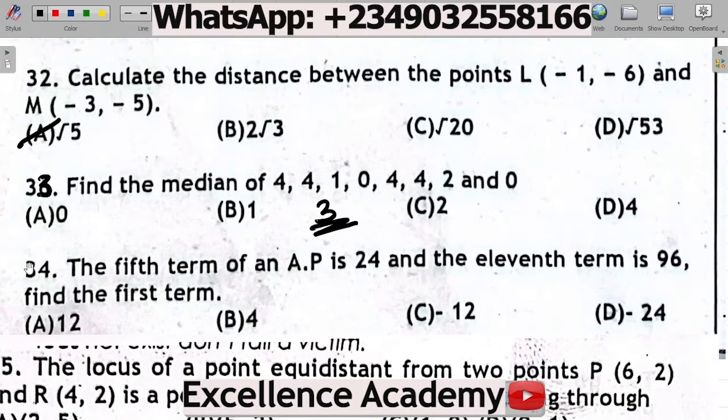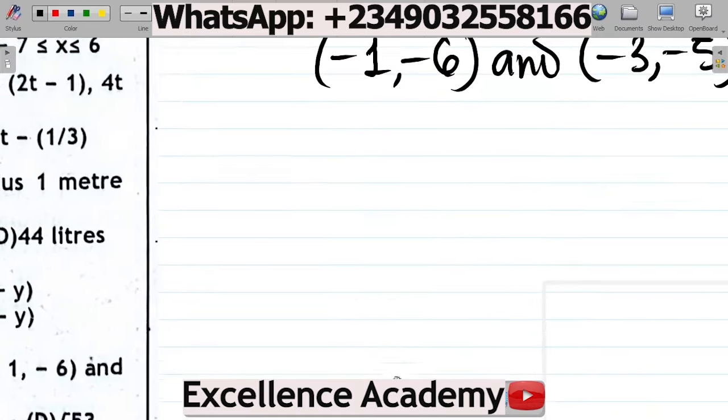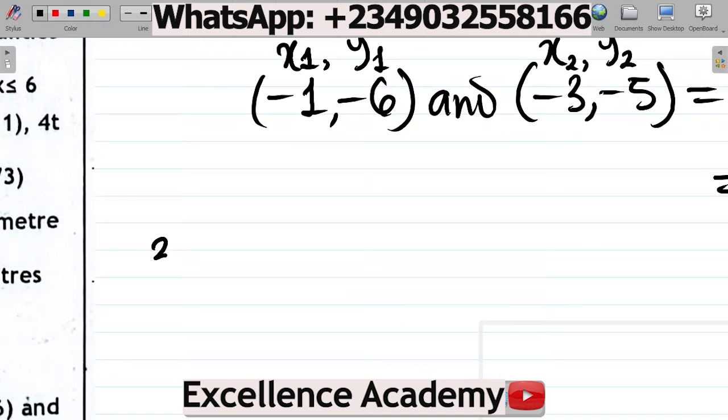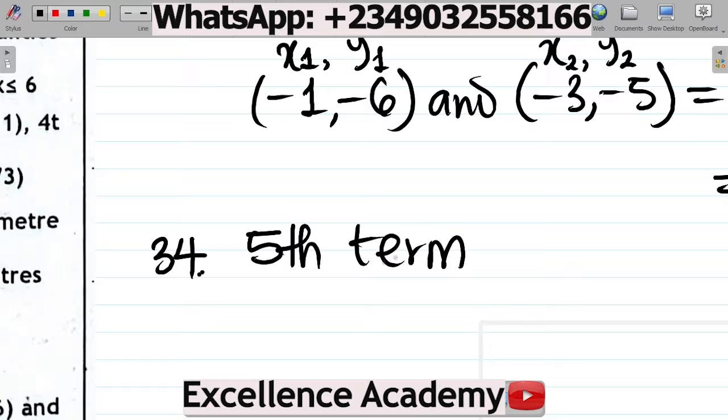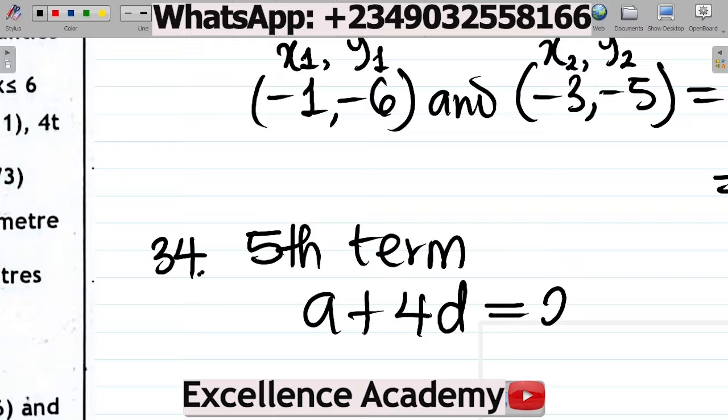Proceeding there, question number 34. 34 says the fifth term of an AP is 24 and the 11th term is 96. Find the first term. A, 12, B, 4, C, minus 12, D, 24. So how do we solve this question here? For question 34, they said the fifth term of an AP. We know that for an AP, the fifth term is given by A plus 4D. So the fifth term is equal to 24.